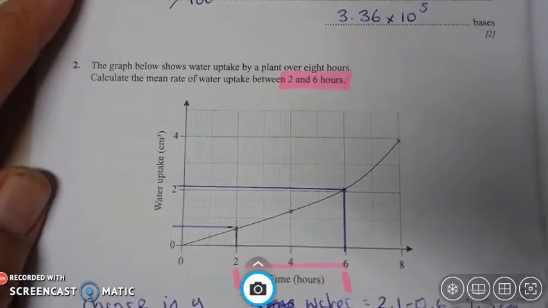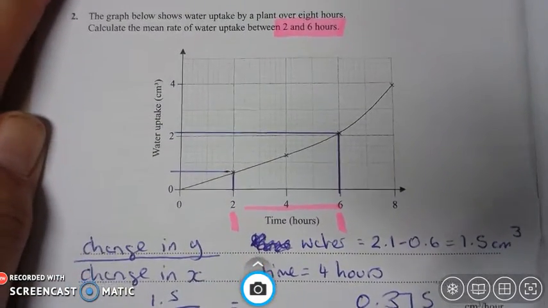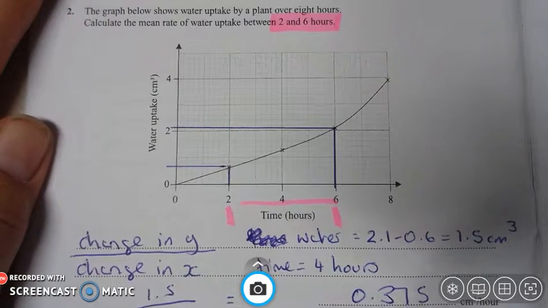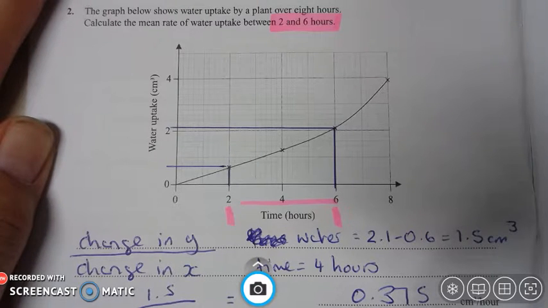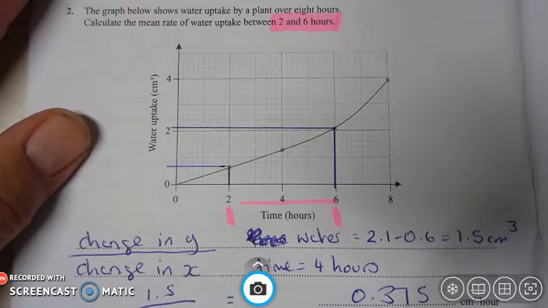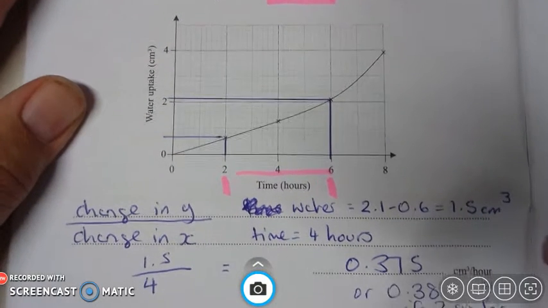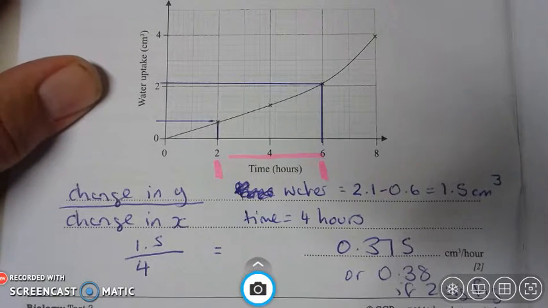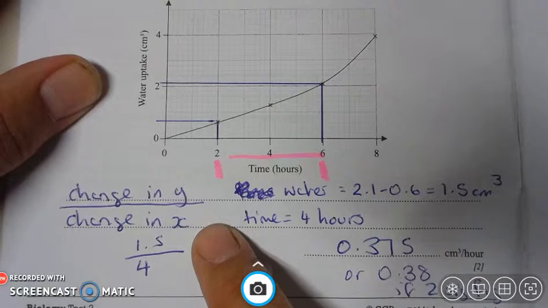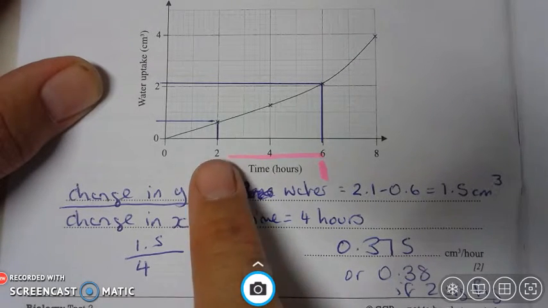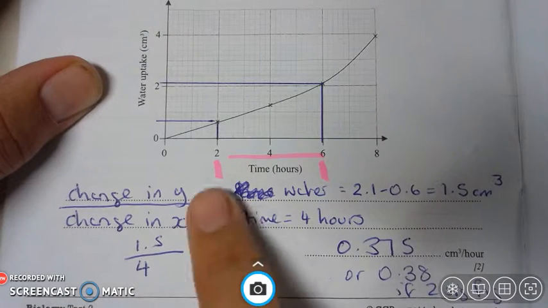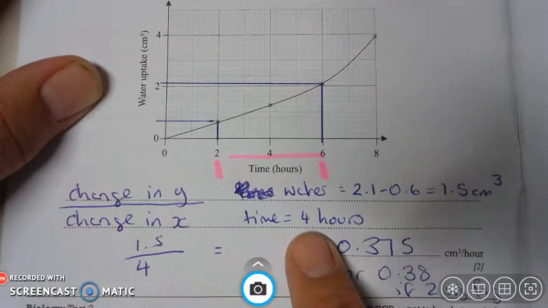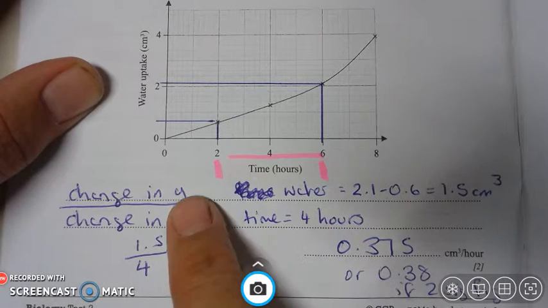Okay, this question then, question 2. This is looking at a plant which takes up water over an 8-hour period. It says calculate the mean rate of water uptake between 2 and 6 hours. Now, first of all, whenever you're working out rate of reaction, whether it's biology or chemistry, it's the change in y divided by the change in x. The x is easy because we know it's between 2 and 6 hours, so the difference there is 4 hours. So that bit's easy. The bit that's a bit more difficult is we've got to work out what the change in y is.